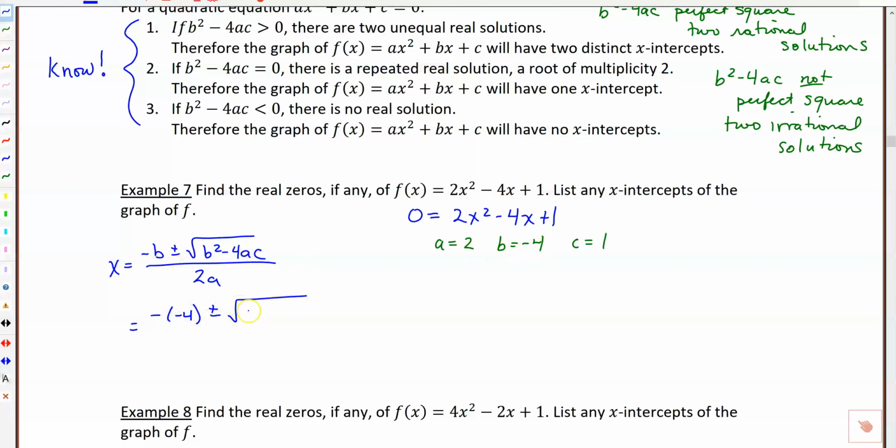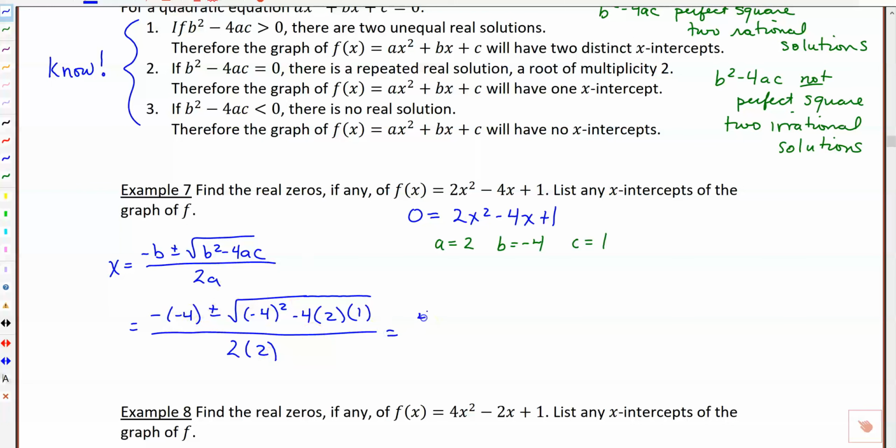Plus or minus the square root of negative 4 squared. Do not forget about those parentheses. They are not optional. Minus 4 times my a value, which is 2, times my c value, which is 1. Make sure your radical bars are long enough to capture everything that you want underneath them. Make sure this fraction bar is long enough to capture all of that in your numerator. And then in my denominator, I'll have 2 times 2. Now we just clean this up.